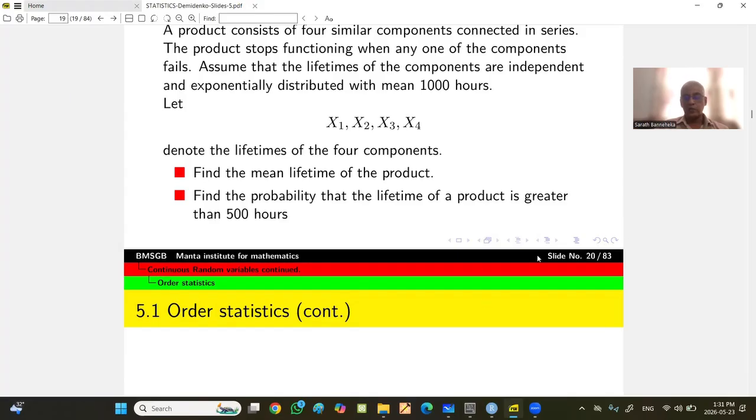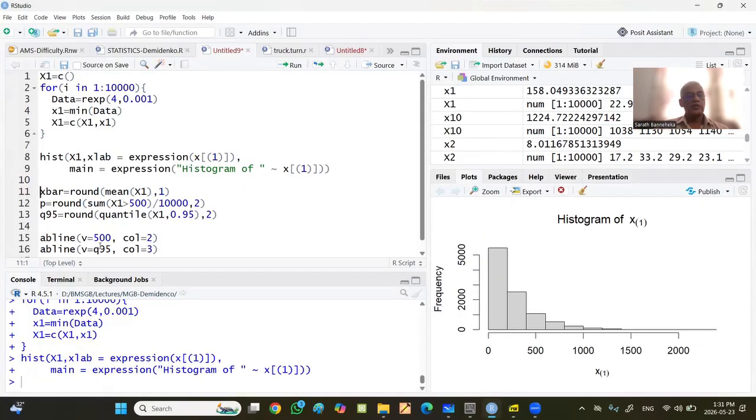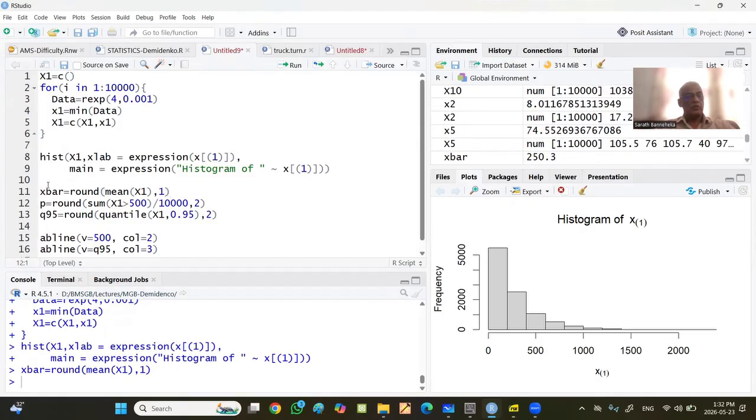So let's calculate the mean of x1. Because it usually gives several decimal places, I'm going to round my answer to 1 decimal place. If you want, round it to 2 or 3, whatever. I'll call it x bar. X bar is the rounded value of the mean of capital X1, where capital X1 contains 10,000 values. So x bar gives you that.